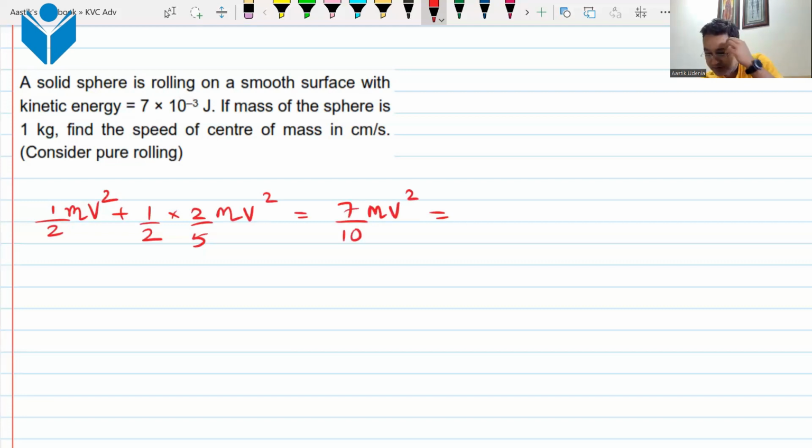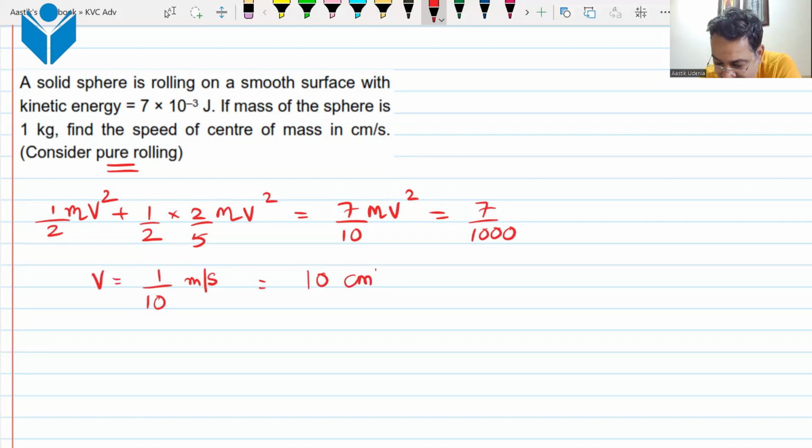This 7 by 10 mv square, which is the total kinetic energy in pure rolling, can be written as 7 by 1000 into mv. Mass is given as 1. From here you can get the value of velocity as 1 by 10 meter per second, but they have asked the answer in centimeter per second, so it becomes 10 centimeters per second. So the answer becomes 10.00. Do we understand this?